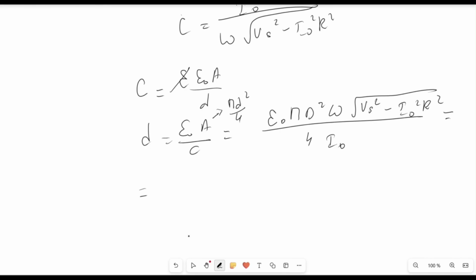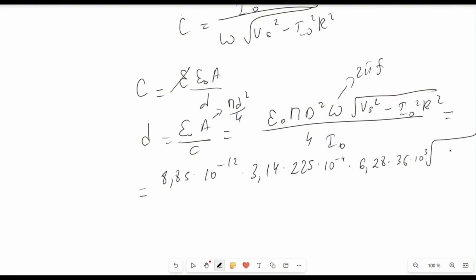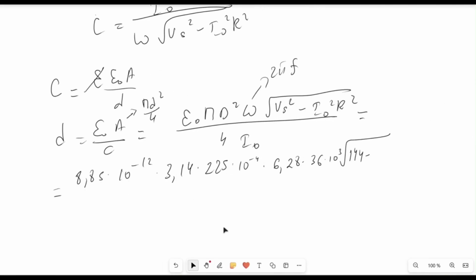I will just put the numbers. Epsilon0 is a constant number. Our D is equal to 15 centimeters. 15 squared is 225. Our omega is 2 pi frequency. 2 pi is 6.28. Also, our frequency is given. It's 36 kilohertz. Also, we have a voltage of 20 volts. Squared, it will be 144.